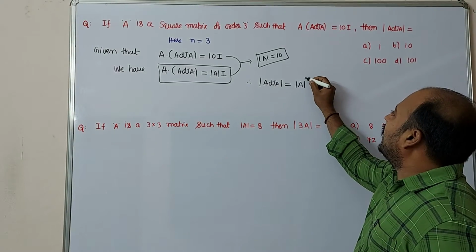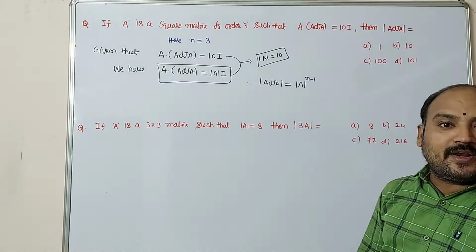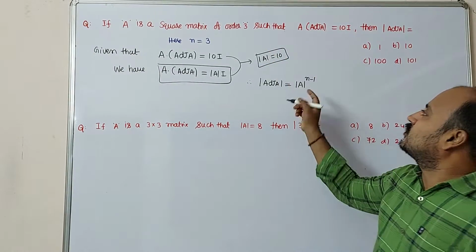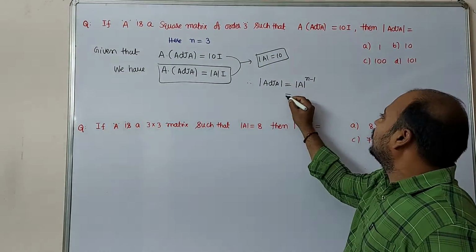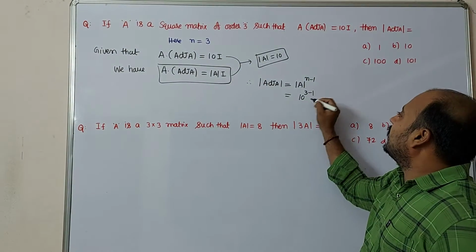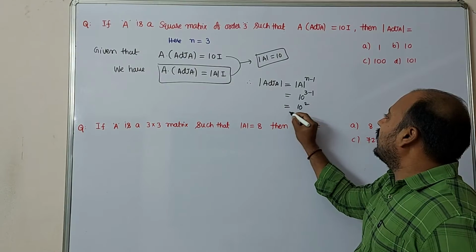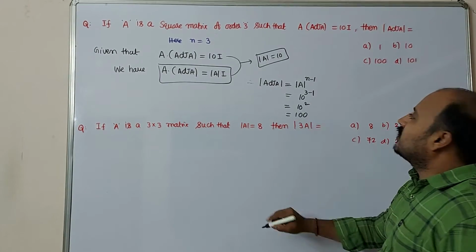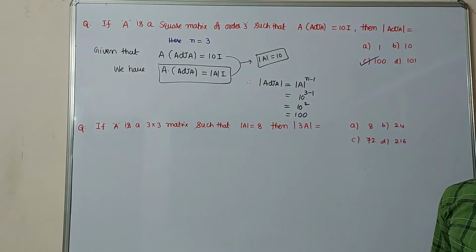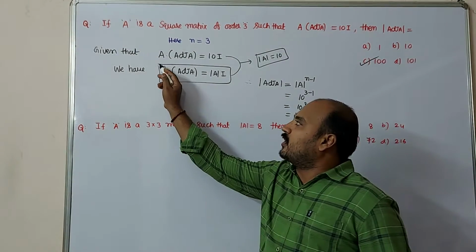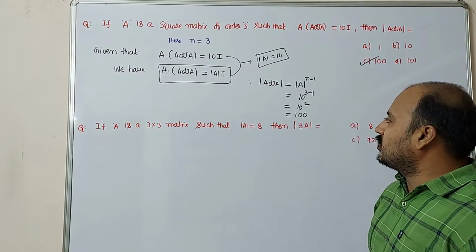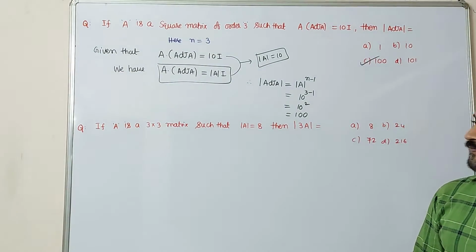Therefore, det of adjoint A is equal to det A whole power n minus 1, where n is the order of the matrix. The det A value is 10, and n is 3, so 3 minus 1 gives 10 square, which is equal to 100. So the determinant of adjoint A equals 100 in this case. These are the results I am keeping in the boxes, which are very important, dear students. We will move on to the next question.